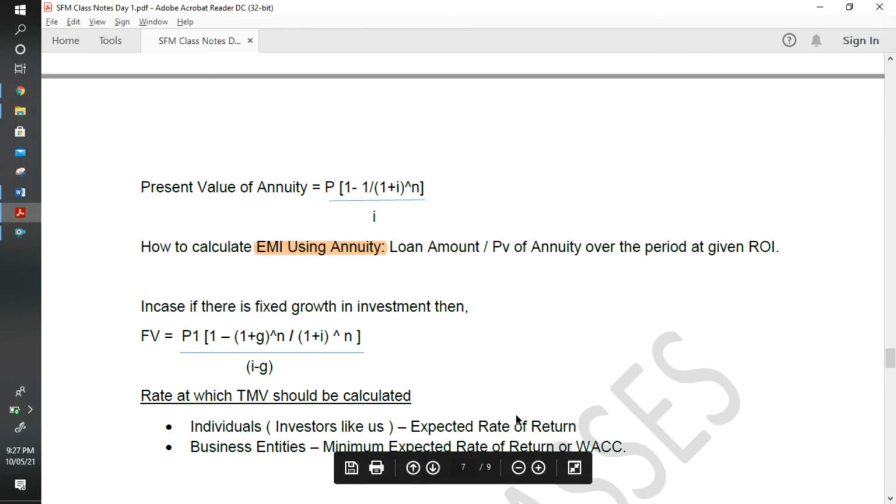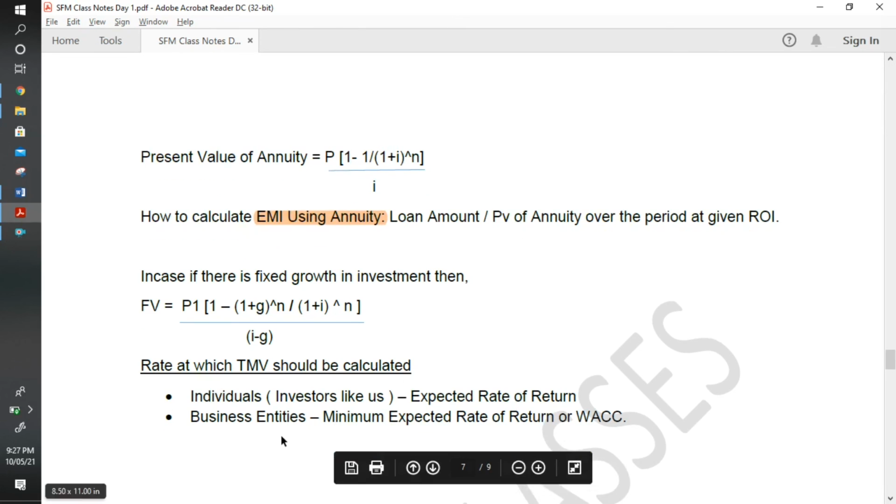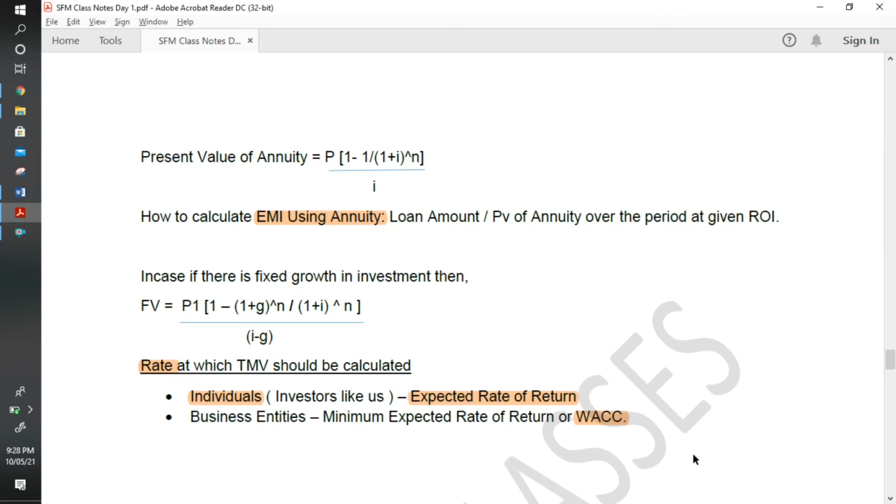Okay. Now in the whole class I've mentioned i, which is basically the interest. So what would be i in the case of individuals and business entities? It actually differs. For individuals, like investors like us, the i would be the expected rate of return. But for business entities, it is the maximum expected rate of return, or we can also call it cost of capital.